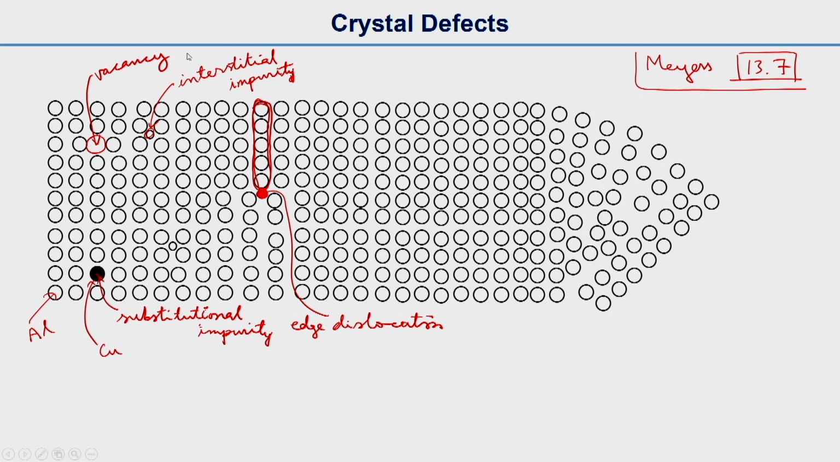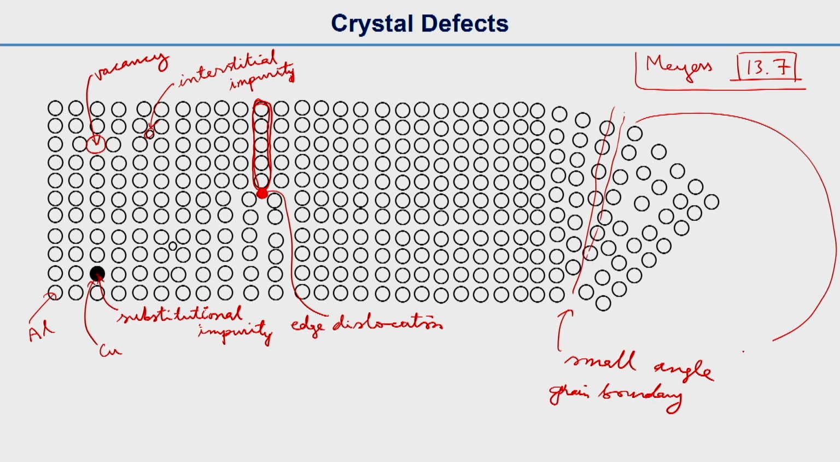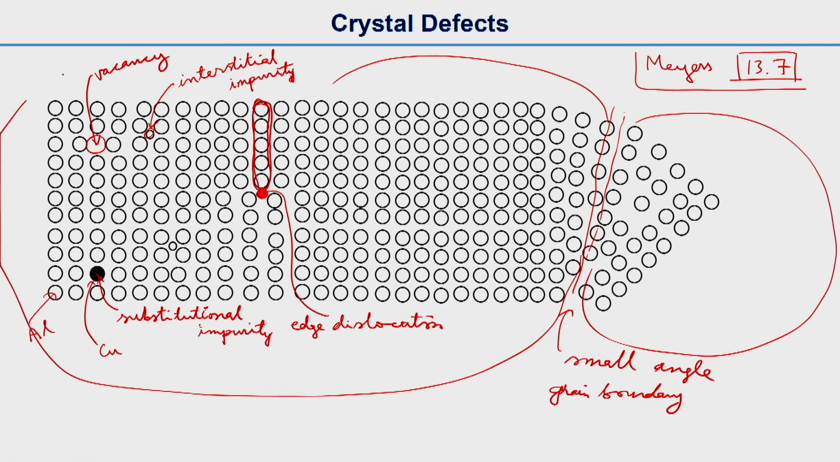And then this part, if you can see, there are some boundaries here. These atoms are not arranged properly, so this is a small angle grain boundary, small angle boundary. That means actually the grain boundary, if you have one more grain in this direction, so this is another, and this is one grain, let's say.